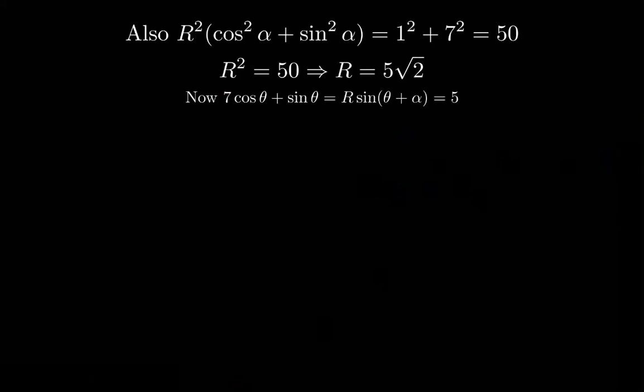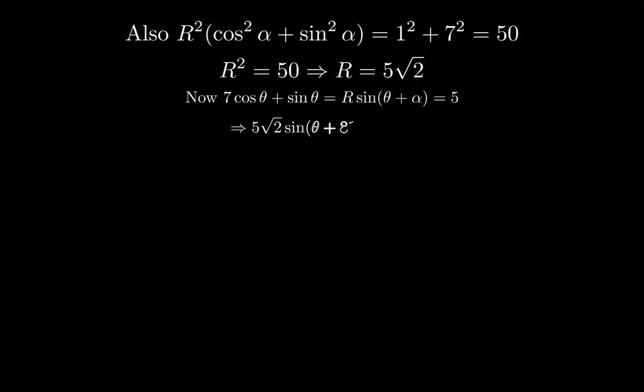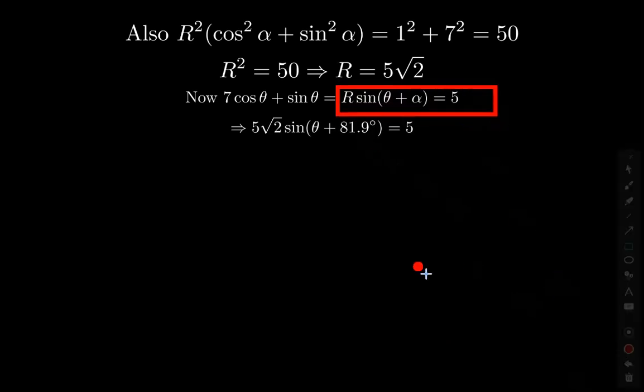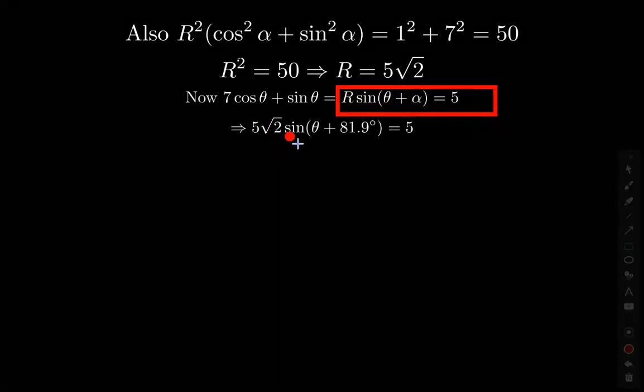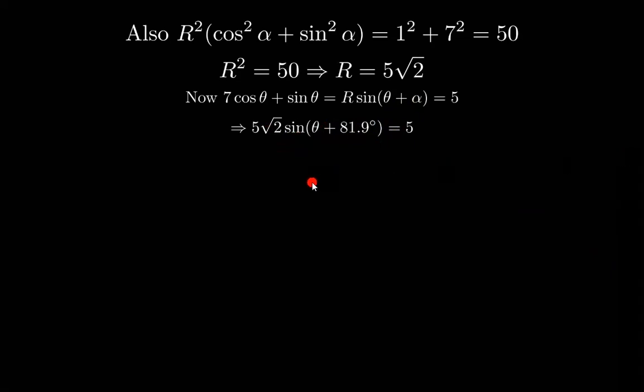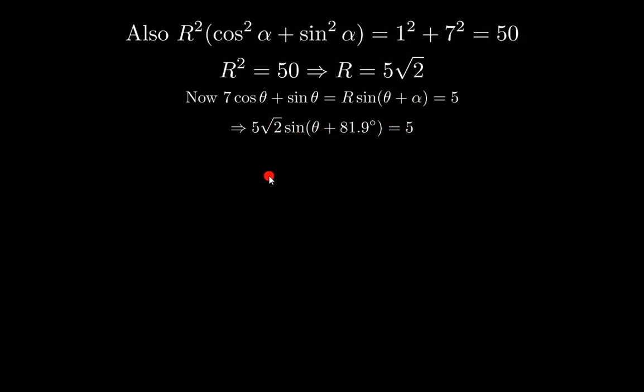Now we are going to substitute. Upon substituting, we have substituted for r. R is 5 root 2, sin(theta plus alpha), alpha is 81.9, equal to 5. Now we shall divide through by 5 root 2. If I do that, we shall have sin(theta plus 81.9) equal to 1 over root 2.